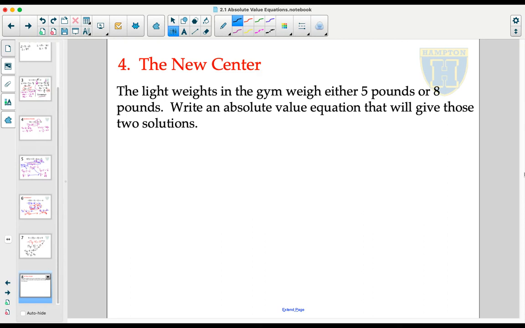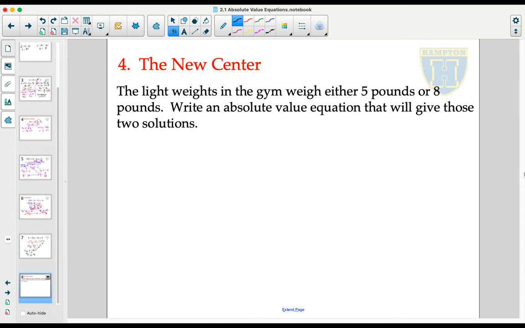In our final example, we're given a situation that has two solutions, and we want to write an absolute value equation that will give us those two solutions. Now, after we write this, we could talk about a variety of different ways that you could change it so that you could create a different equation that would still have those same solutions. But that's not really the intent of this. We want to try to make the simplest equation that's going to have the answers of 5 and 8.